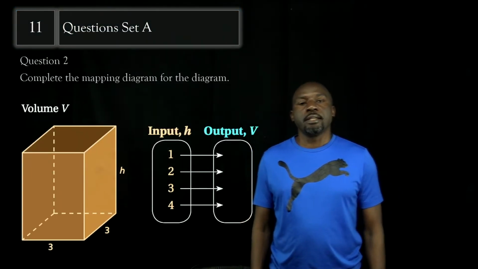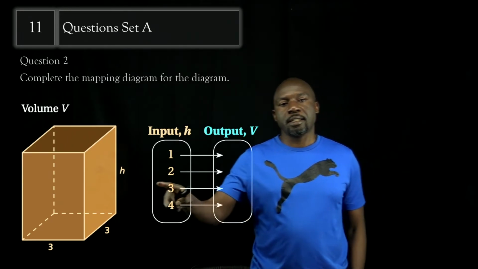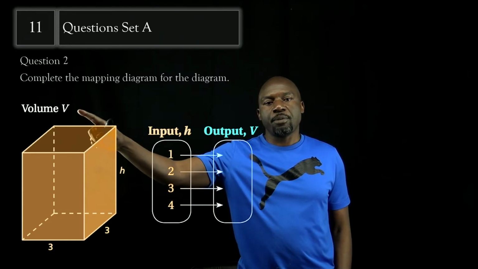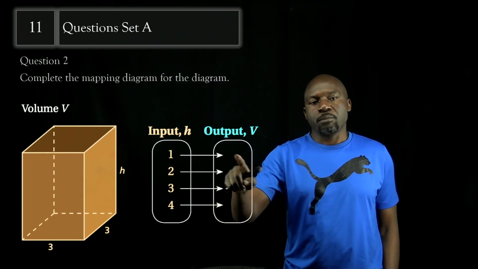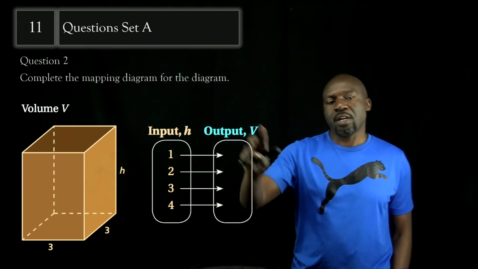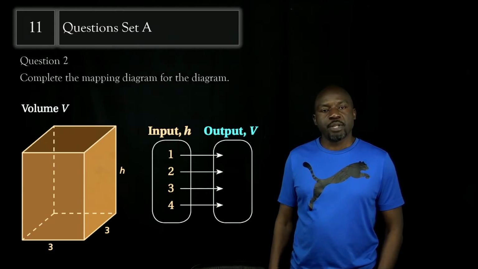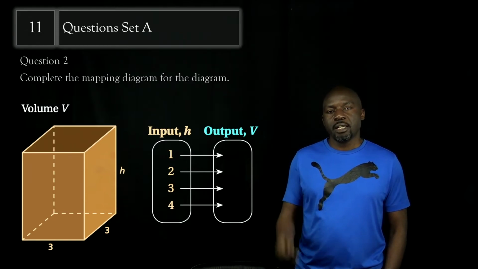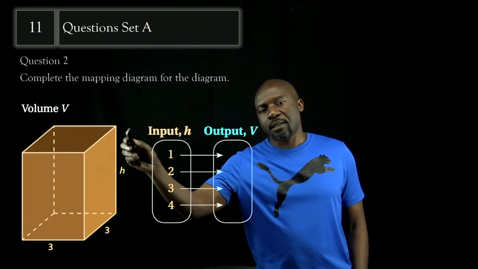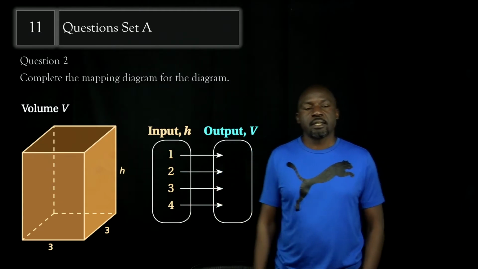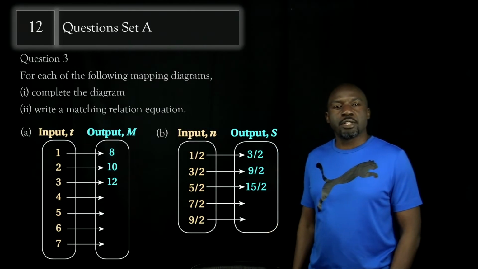Here is a cuboid of height h. If we change the height as the independent variable, we can see what happens to the volume. When the height is 1, what is the volume? When the height is 2, what's the volume? I want you to try this out and complete the mapping diagram for the volume of the container, as well as writing down an equation relating the volume and the height of the container as a relation.